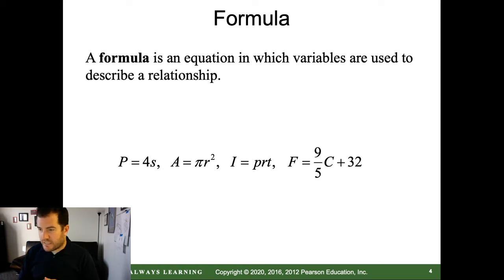The first one is going to be the perimeter of a square. So if you remember, a square has all four sides the same. Whenever you find perimeter, you add up the outsides. So those four things added together will give you the perimeter. The second one is the area of the circle. So you take your pi times your radius squared.